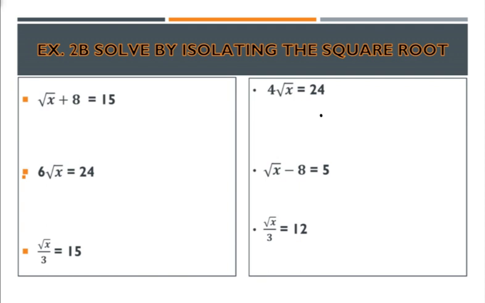We'll do one more of these for practice. Let's do the one on the upper right. So 4 times the square root of x equals 24. To get the square root of x by itself, I divide by 4. That gives me square root of x equals 6. To undo a square root, I square both sides. So x equals 36.